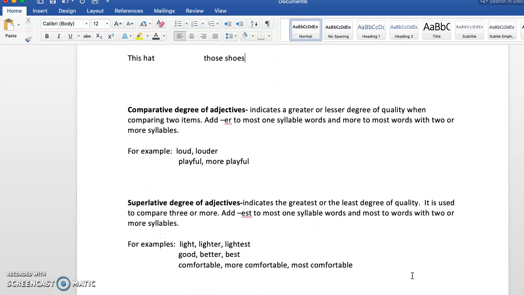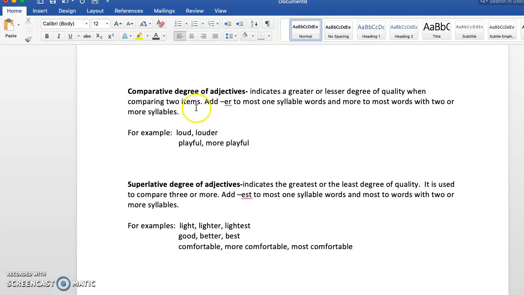The next adjective we're going to talk about are comparative degrees of adjectives. So the comparative degree of adjectives indicates a greater or lesser degree of quality when comparing two items. So I would add an ER to most one-syllable words and more to most words with two or more syllables. And here's some examples. So we've talked about this before. When you compare two things, you're going to use ER or more. So this is kind of a review.